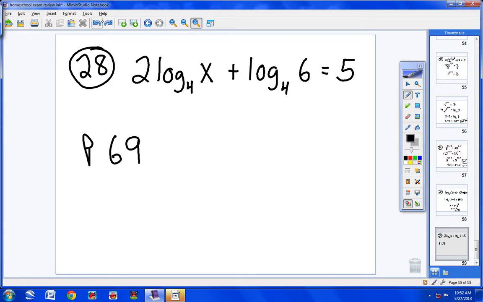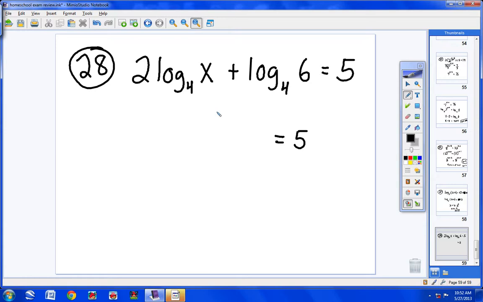Okay, moving on to number 28, and man, we are done. So how exciting is this? Page 69 again. Now, notice we have one logarithm on one side. I'm sorry, you have two logarithms on one side. So here's what we have to do.